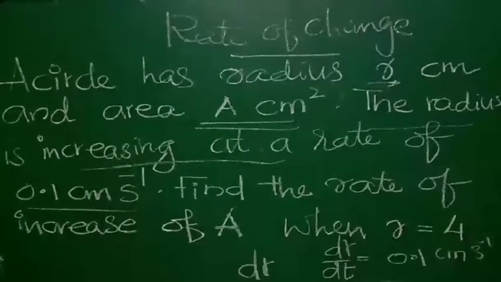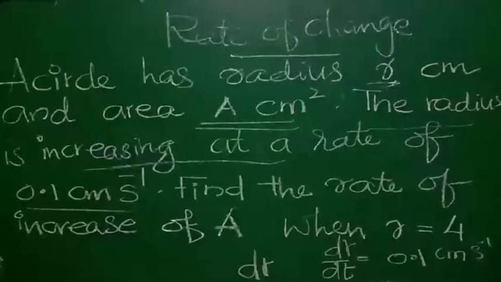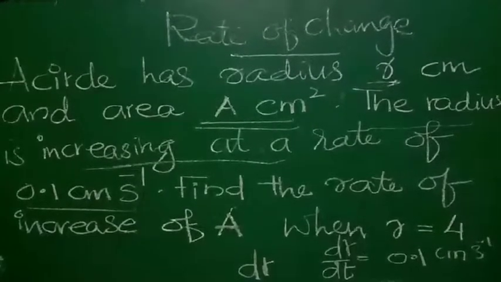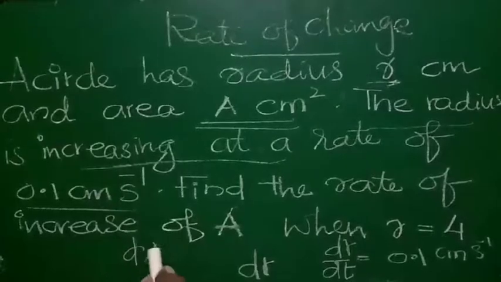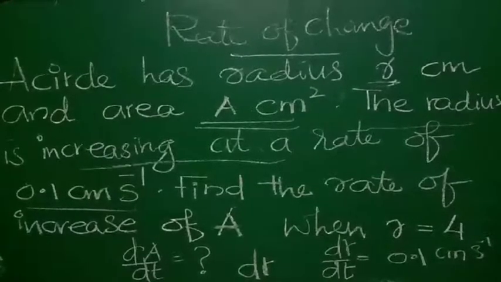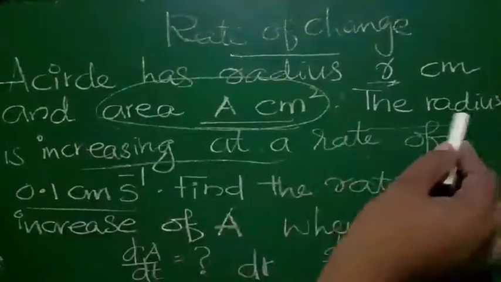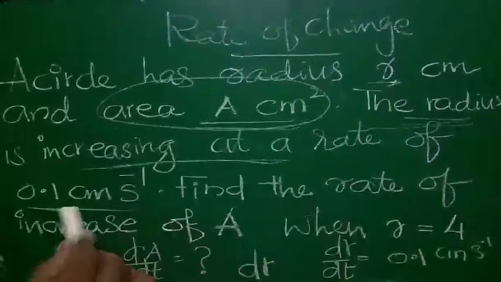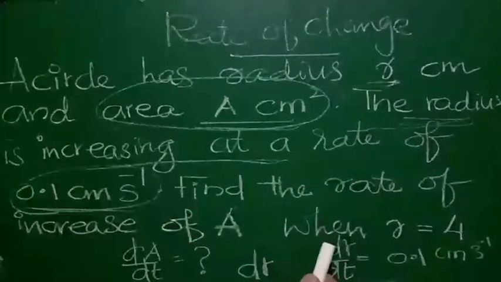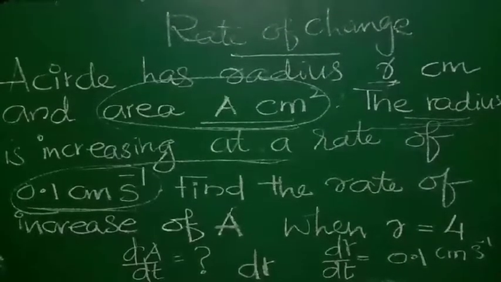We need to find the rate of increase of A. Rate of increase of A means rate of change of A with respect to time. So we require dA by dt. We want dA by dt as the answer. So just think, what are the things given? Area of a circle is mentioned. The rate of change of radius with respect to time is given, and we require the rate of increase of A. So let's see the solution.